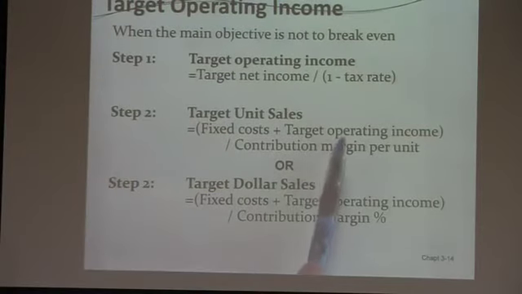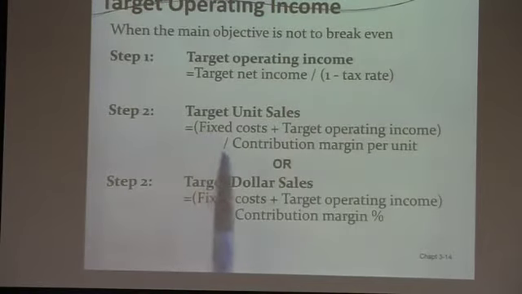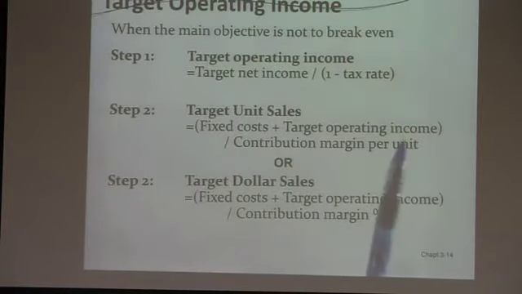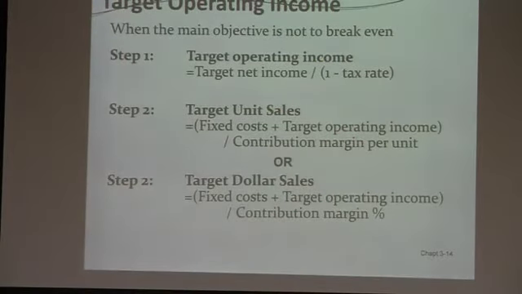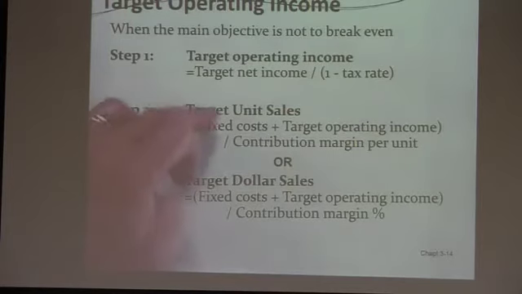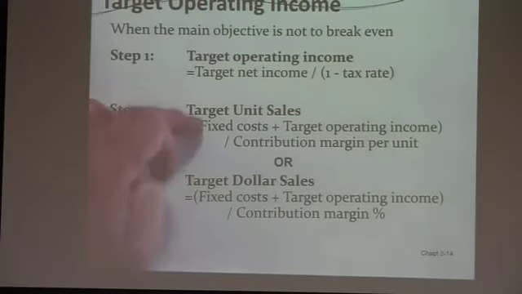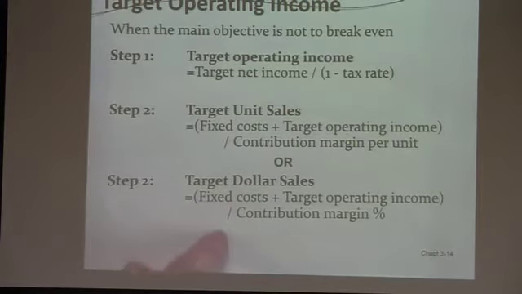Then we're going to add that to the fixed cost, divided by the contribution margin per unit, as we did in step 4, except in part 4, your operating income was 0. But now we've got a target operating income to determine how many unit sales we need to hit. Or we can actually calculate the target dollar amount.